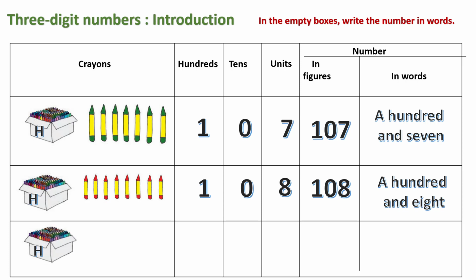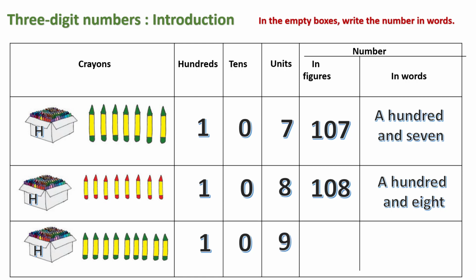Here it is one box of hundreds crayons and the units are 1, 2, 3, 4, 5, 6, 7, 8 and 9. In hundreds box we write down 1. In tens box we write down 0 and in units box we write down 9. Number in figures makes 109 and we read it in words 109.